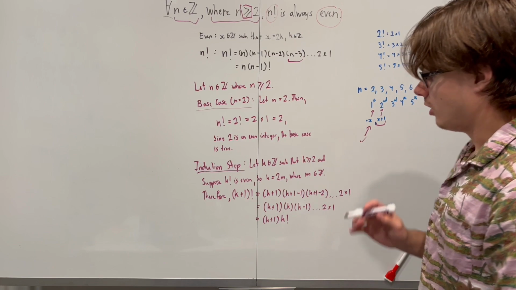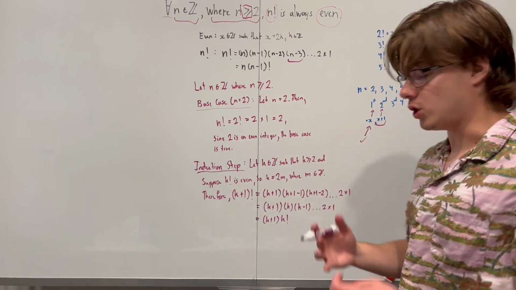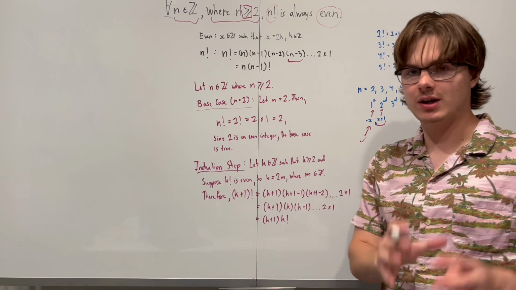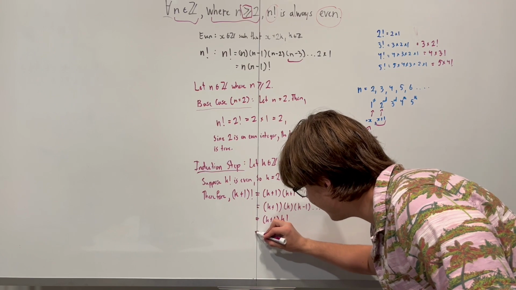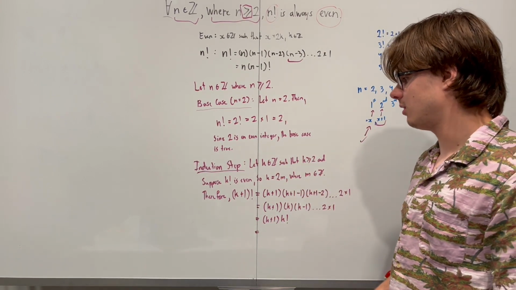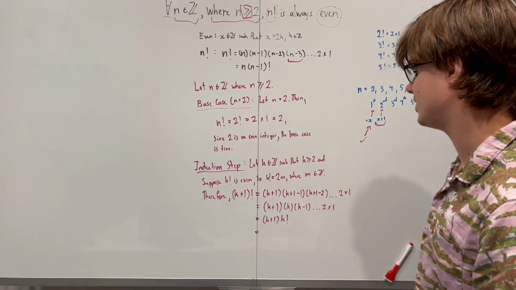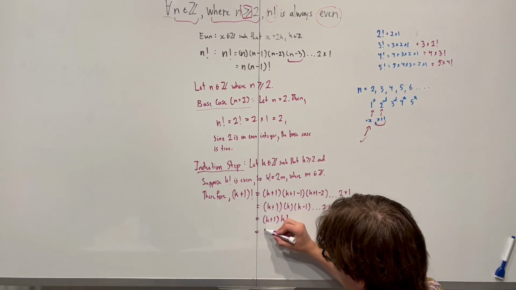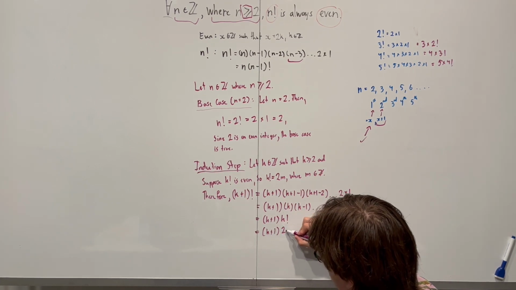Great. What do we do next? Well, let's get rid of the factorial. Factorials are ugly to work with. So let's replace our k factorial with our definition. Oh, I'm sorry, I made a typo there earlier. K factorial is equal to 2m. So what we can say is k plus 1 times k factorial is equal to k plus 1 times 2m.